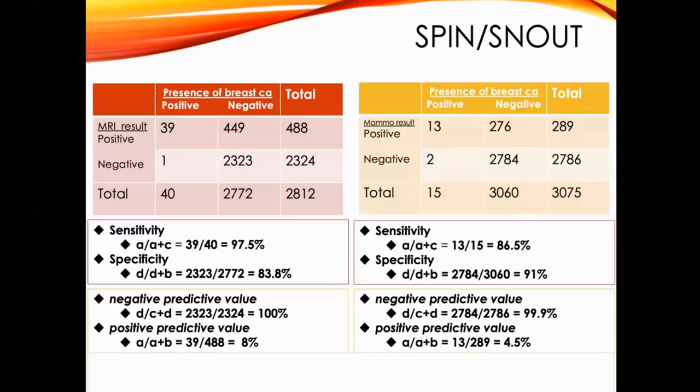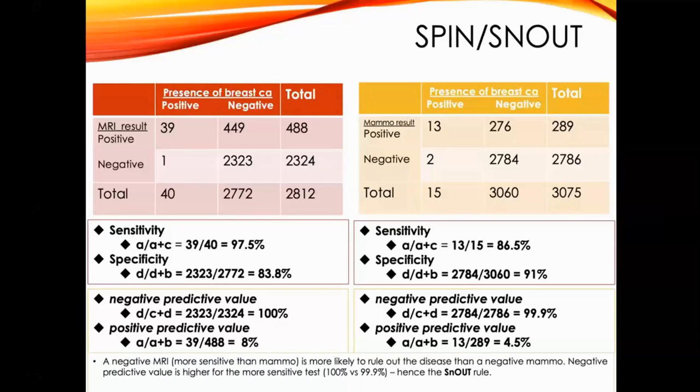I want to introduce here the concepts of spin and snout. Spin stands for specificity rules in, and snout stands for sensitivity rules out. So we know that MRI is more sensitive than mammogram. So by the snout rule, a negative MRI should be more likely to rule out a disease than a negative mammogram. The negative predictive value is usually higher for the more sensitive test. Here, the difference between 99.9 and 100 is really small, but it is slightly higher for MRI, and that shows the snout rule. But as I'll explain in just a few minutes, this isn't the best way to show it. There's actually a better tool, a likelihood ratio, and I'll explain why it's a better tool.